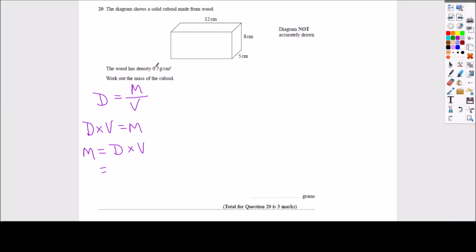So the density we're told is 0.7. And we've just got to multiply this by the volume of the piece of wood. Now, how do you work out the volume when you've got a cuboid like that? Work out the area of the end bit, which is 5 times 8, and then multiply this by the depth of the prism, which is 12. So we're going to do 5 times 8 times 12 to work out the volume. 5 times 8 times 12, which equals 480.